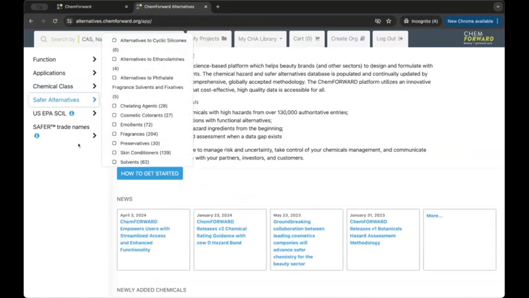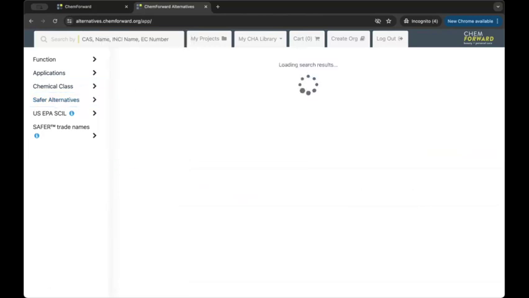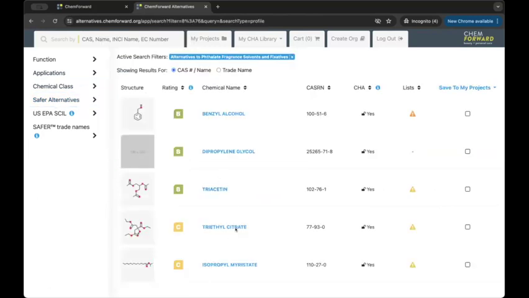There we go. If I select for safer alternatives, what this will give me is anything that ChemFORWARD considers to be a safer chemical. And this means anything that is an A hazard band, a B hazard band, or a C hazard band. So if I wanted to find some sort of alternative to a phthalate, fragrance solvent, or fixative, I could select for that. And you can see that we only have Bs and Cs in this list.